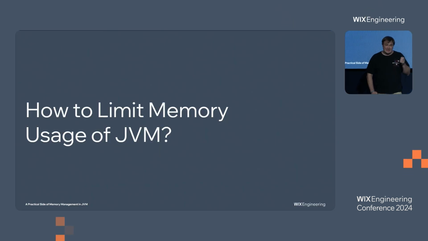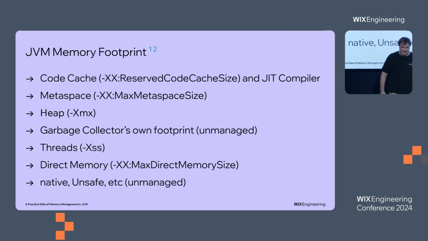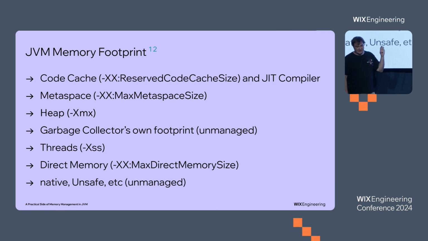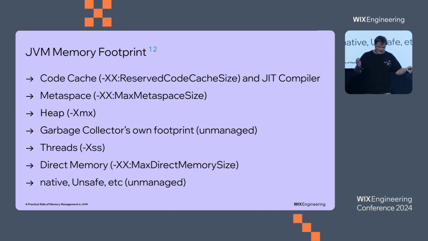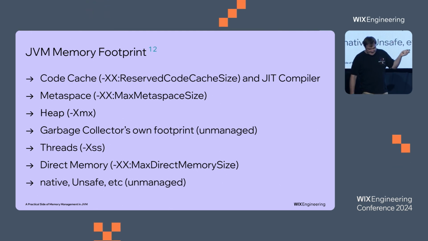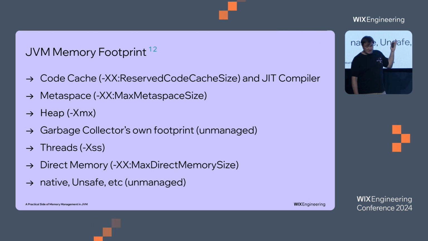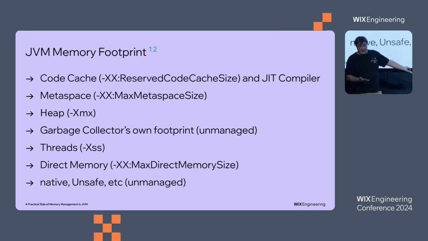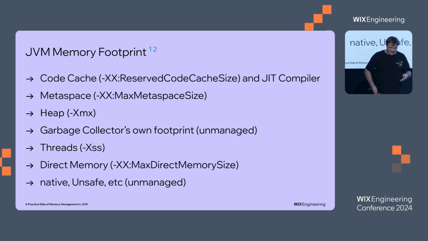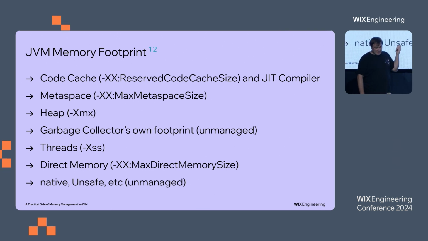Okay, how do we limit the memory usage in the JVM? Let's reiterate what we have in the JVM. We have the code cache. There are options to control the code cache. There is metaspace. We have options to control the size of metaspace. By the way, by default, metaspace is unbounded. It can take whatever. We have Xmx, obviously. We have the GC garbage collector memory footprint that we cannot control at all. We can only look at how much memory it takes. For threads, we have the Xss option.